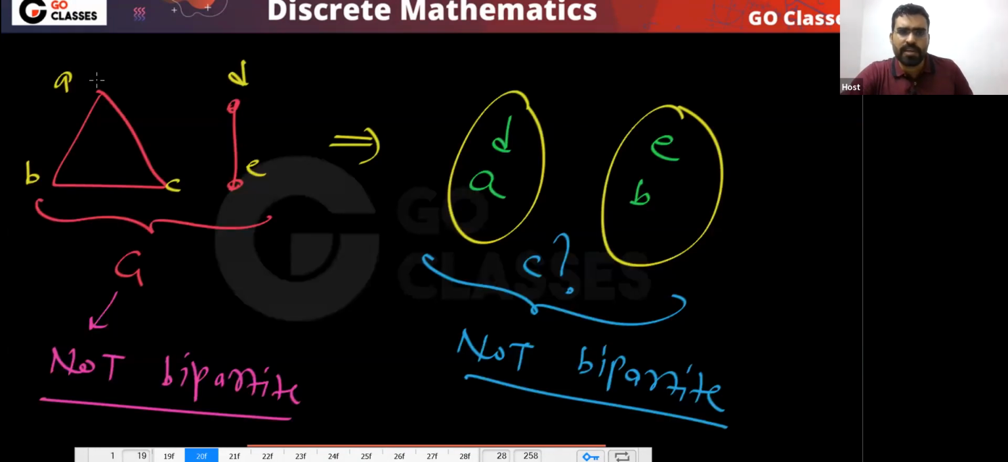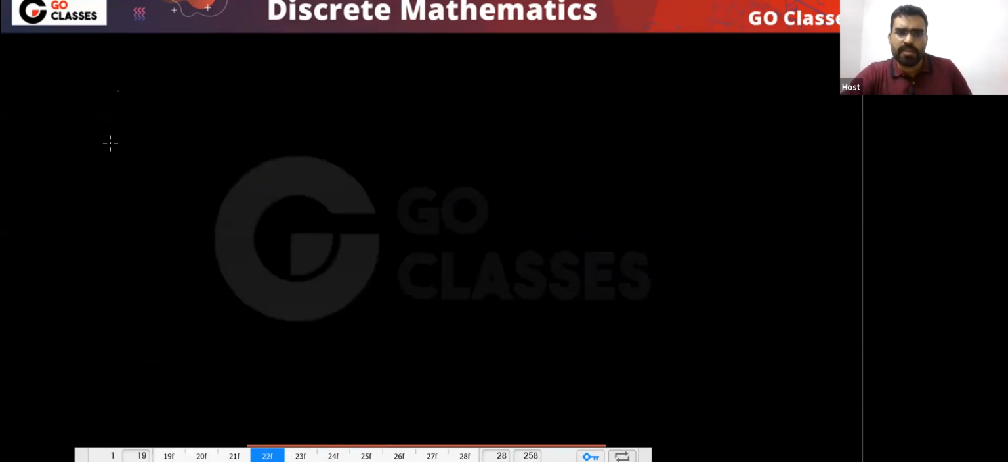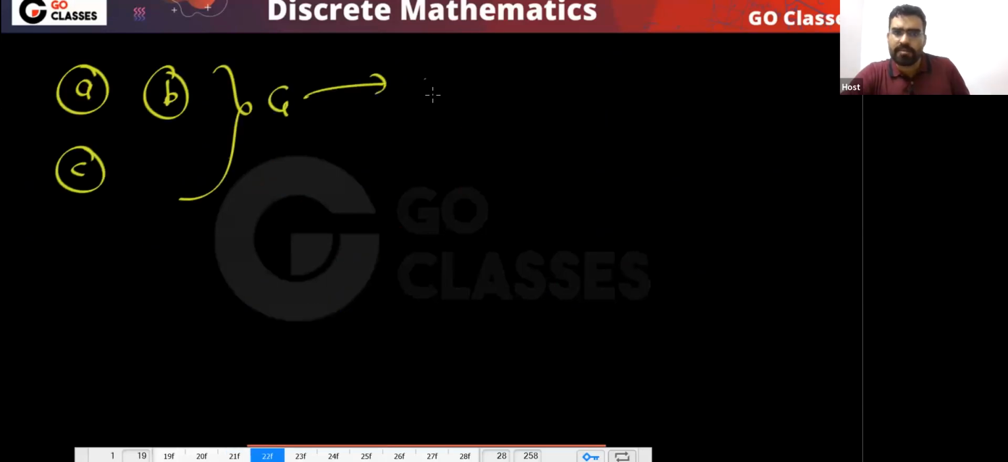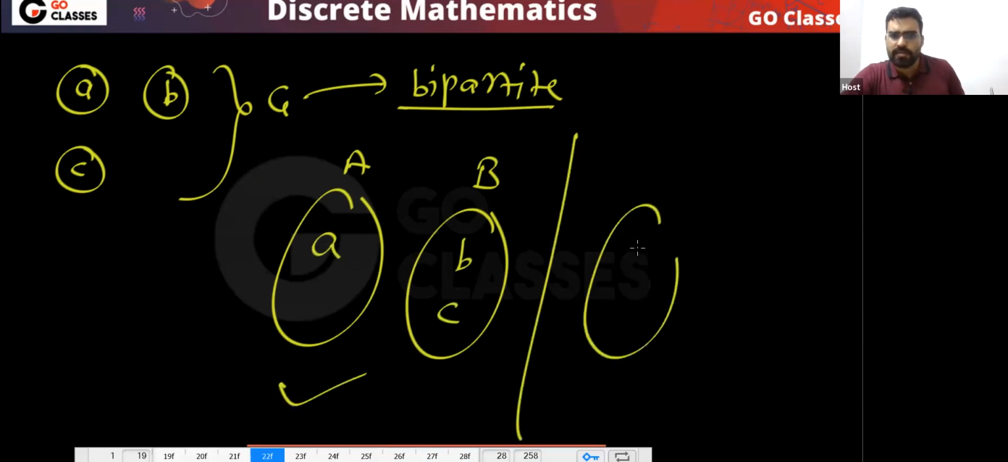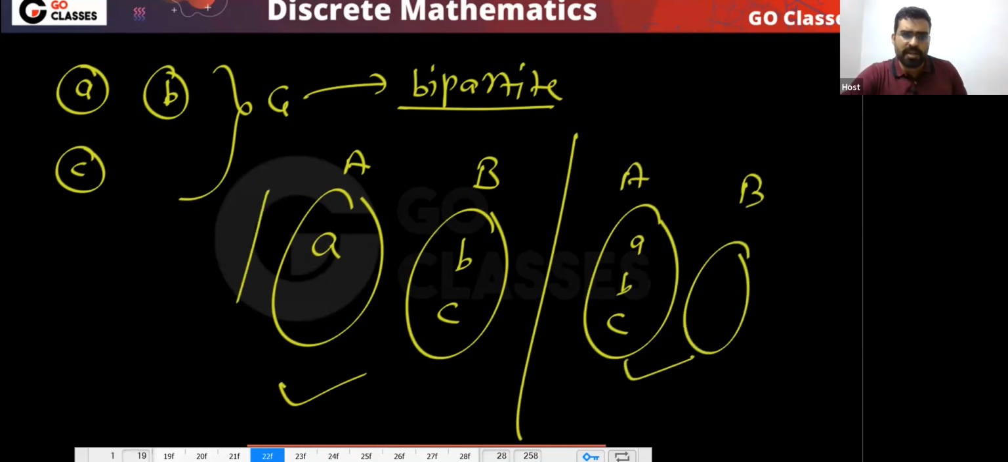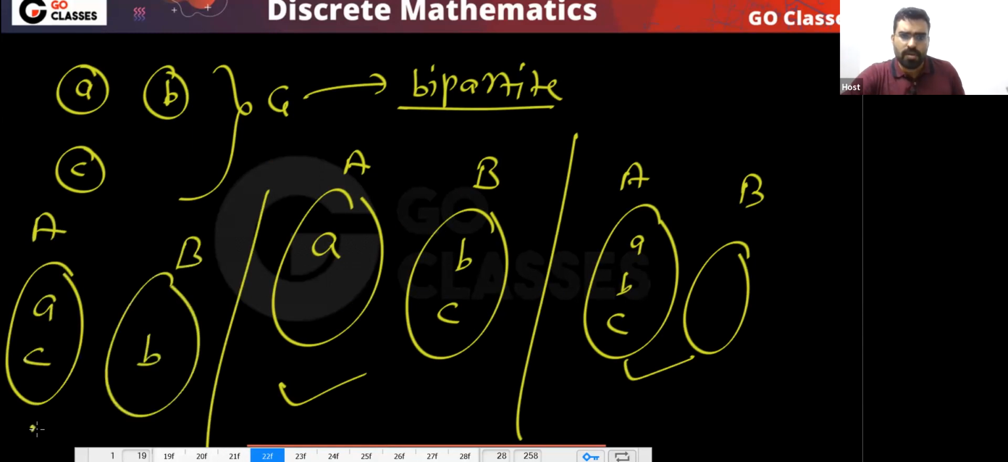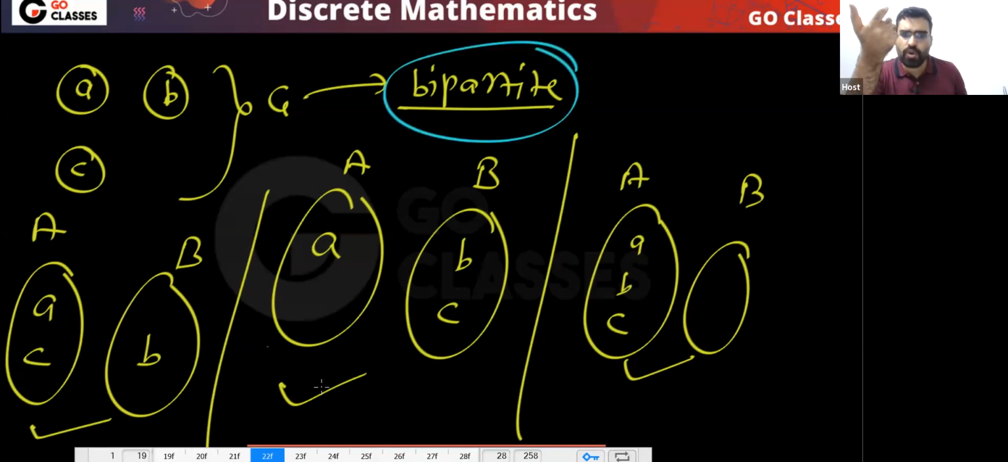For example, if I give you this graph A, B, C, then this graph G is bipartite, and this partition will also work. All these partitions will work. So bipartite means you can create a bipartition. Is this clear? G is bipartite if and only if there is no odd cycle.